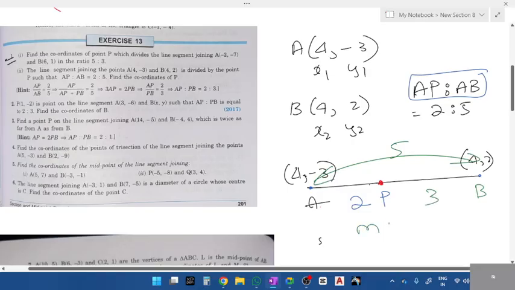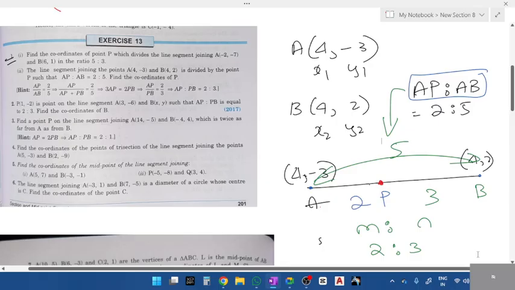So what's the ratio for M is to N? 2 is to... Is it clear? Did you all understand? 2 is to 3. It is not 2 is to 5, students. Read the question properly. It is 2 is to 3. A is to P is to A is to B.